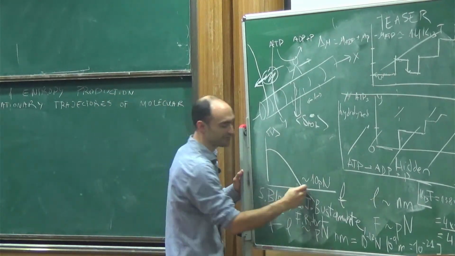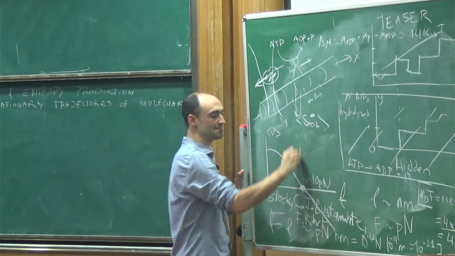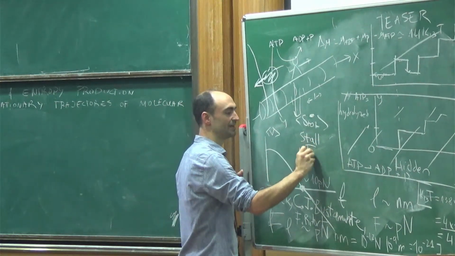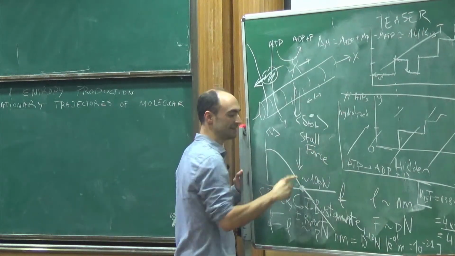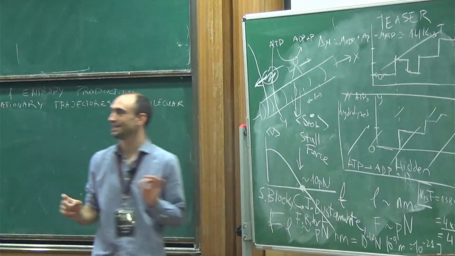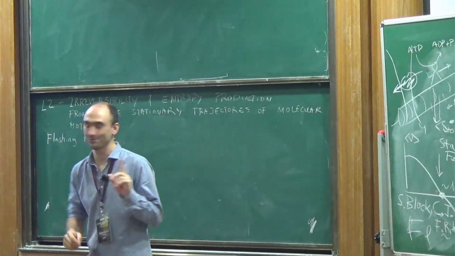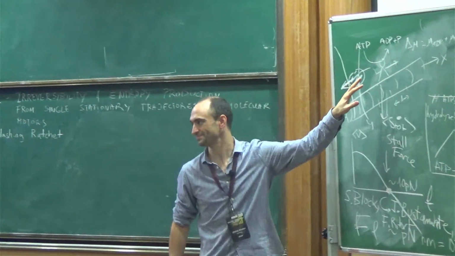Then if you pull more, of course, it will move backwards. This point is called stall force. It will play an important role in my lecture. At this point, the motor seems to be in equilibrium because it's moving equally right and left. But it's not in equilibrium because it's spending ATP.